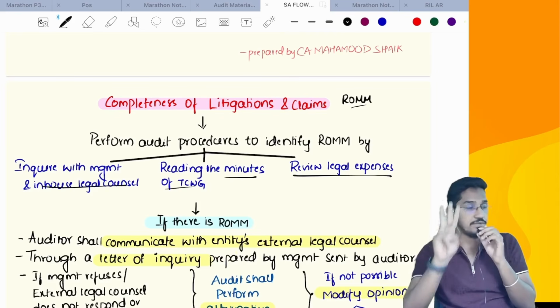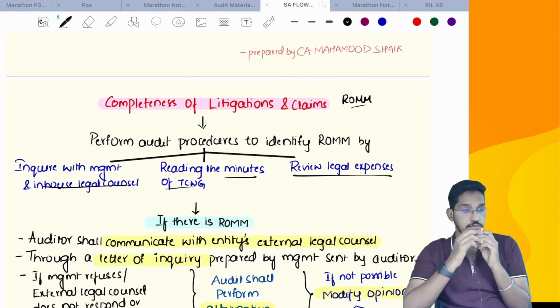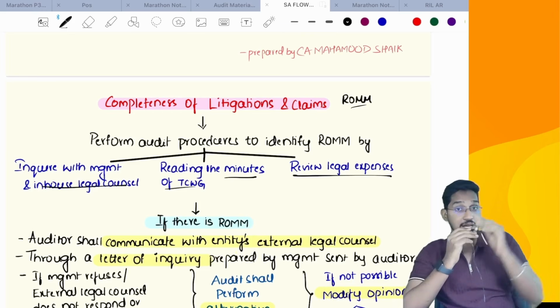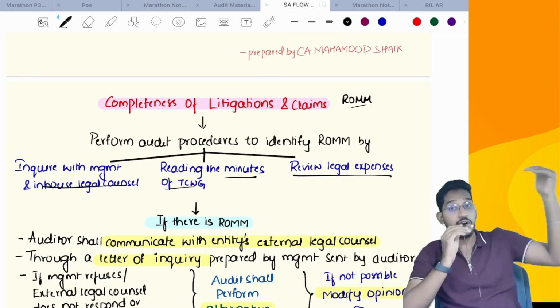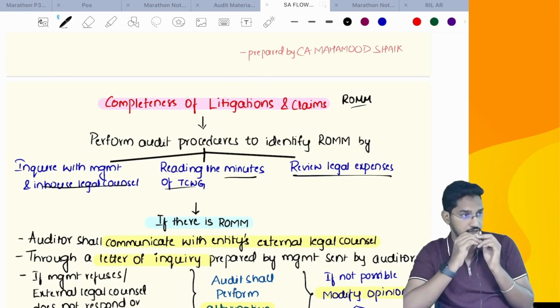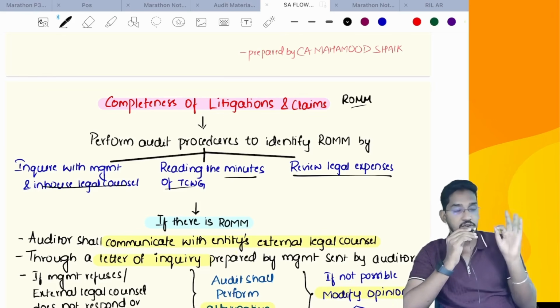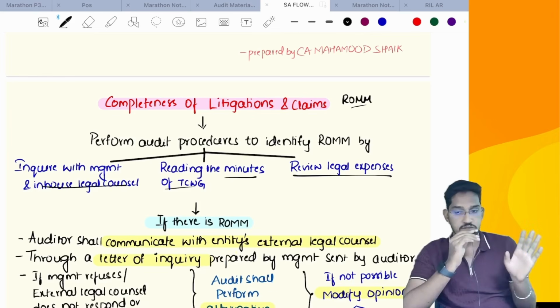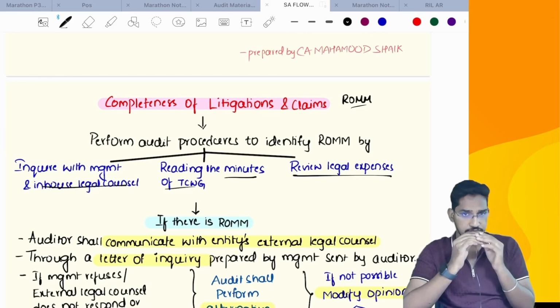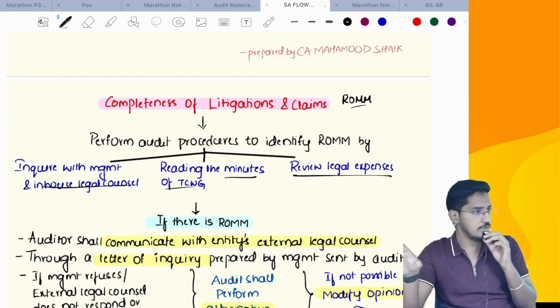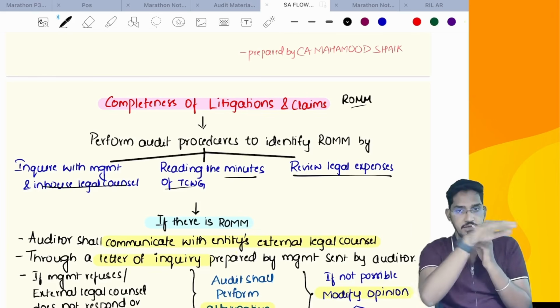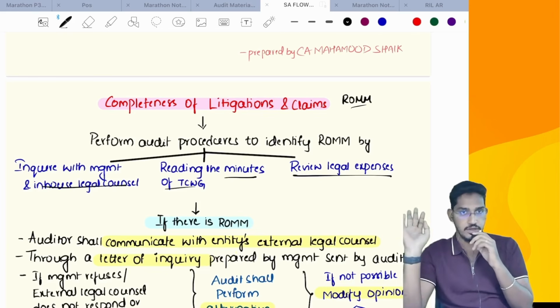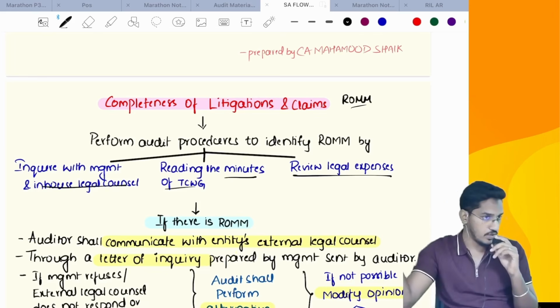Now, by following these three steps, two outcomes could be possible. There is a risk of material misstatement, or there is no risk of material misstatement. If you are satisfied after following the three steps that there is no risk of material misstatement, I did not find any risk there, I did not find any chance of management hiding, I felt management has genuinely disclosed all the litigations and claims, then you aren't supposed to do anything. Your activity gets completed there itself. Done. If you don't find risk of material misstatement, your responsibility is over.